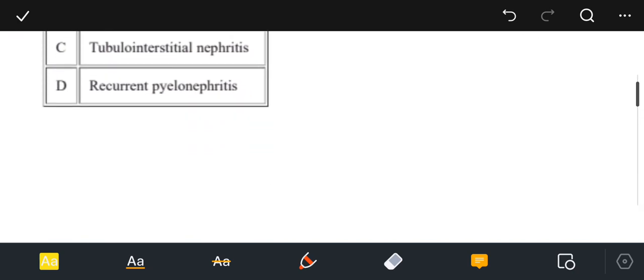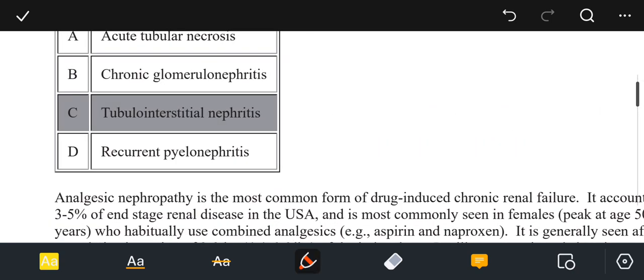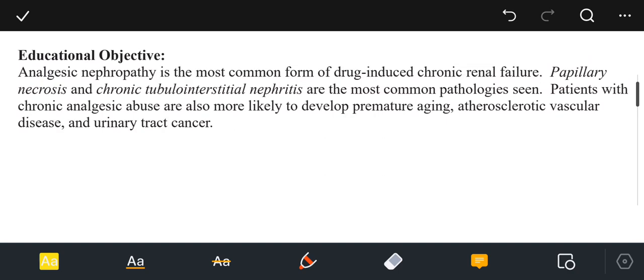The answer among these choices is option Charlie, that is tubulointerstitial nephritis. The educational objective of this question states that analgesic nephropathy is the most common form of drug-induced chronic renal failure. Papillary necrosis and chronic tubulointerstitial nephritis are the most common pathologies seen. Patients with chronic analgesic abuse are more likely to develop premature aging, atherosclerotic vascular disease, and urinary tract cancer.